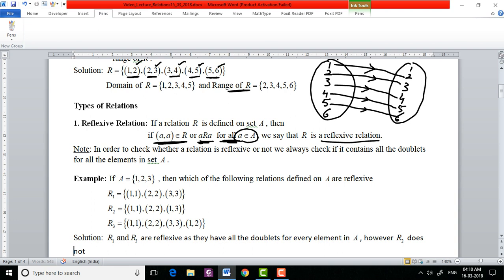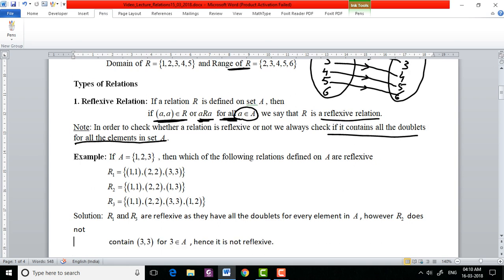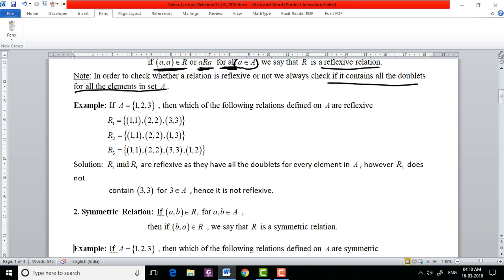Now there is an important note that in order to check whether a relation R is reflexive or not, we always check if it contains all the doublets for all the elements in the set A. Now let us take an example. If a set A contains 3 elements 1, 2 and 3, then check which of the following relations defined on A are reflexive.